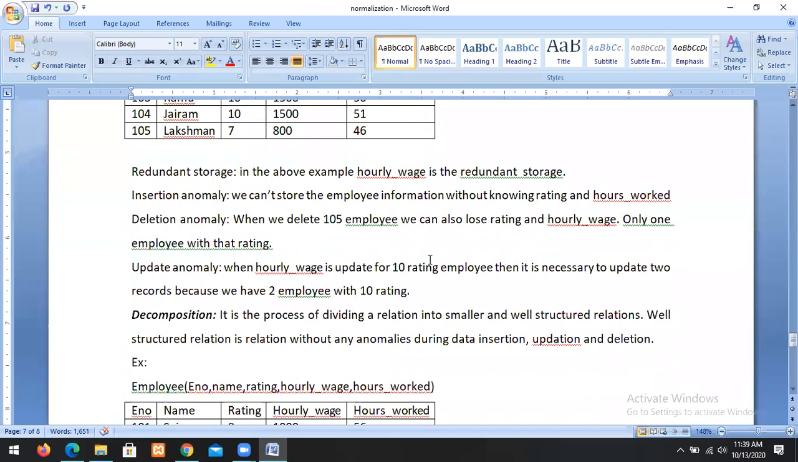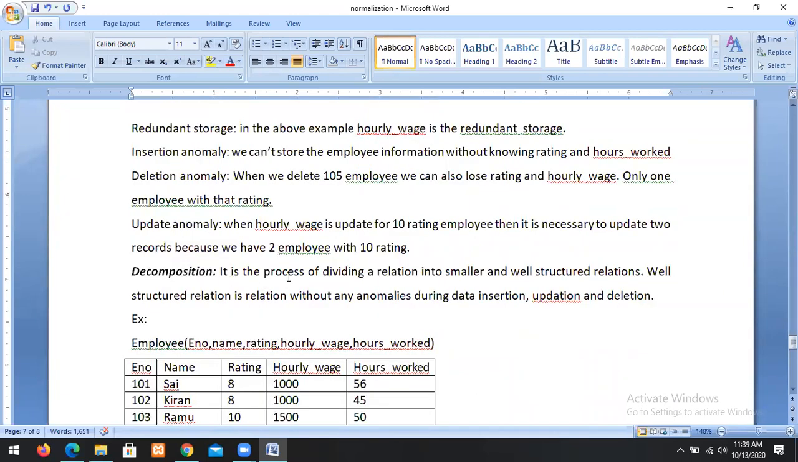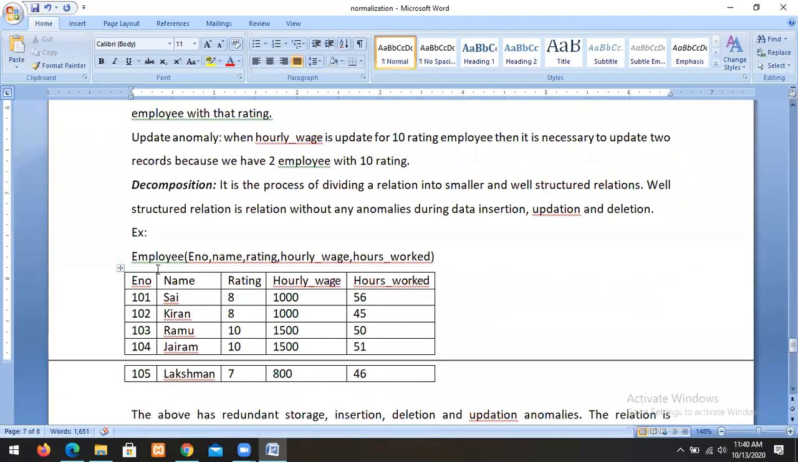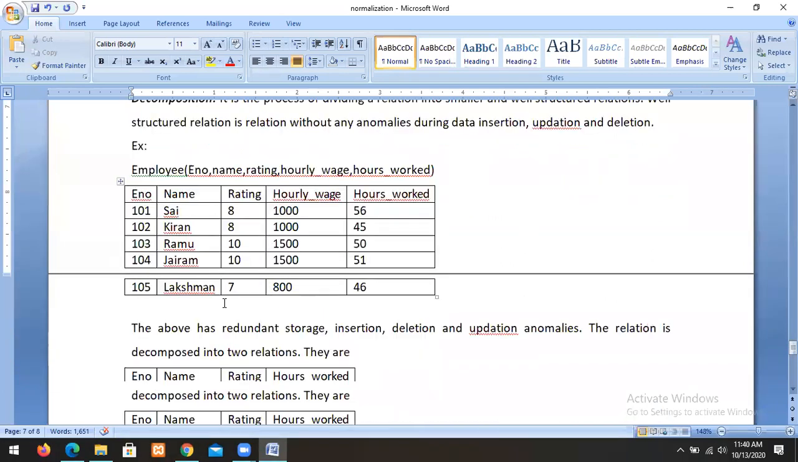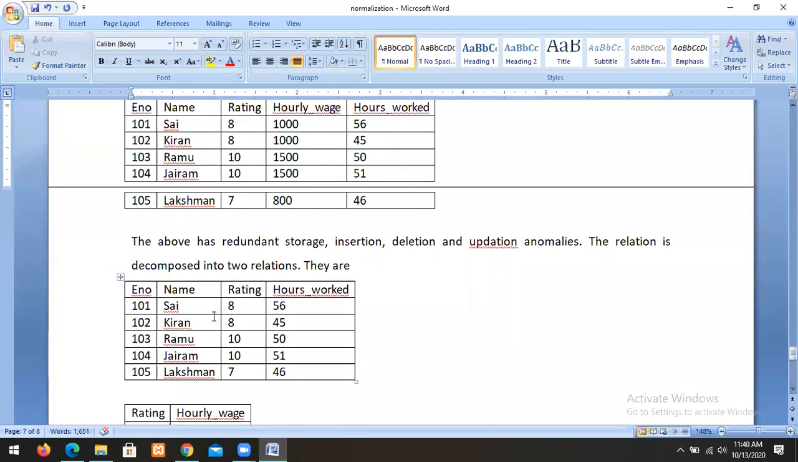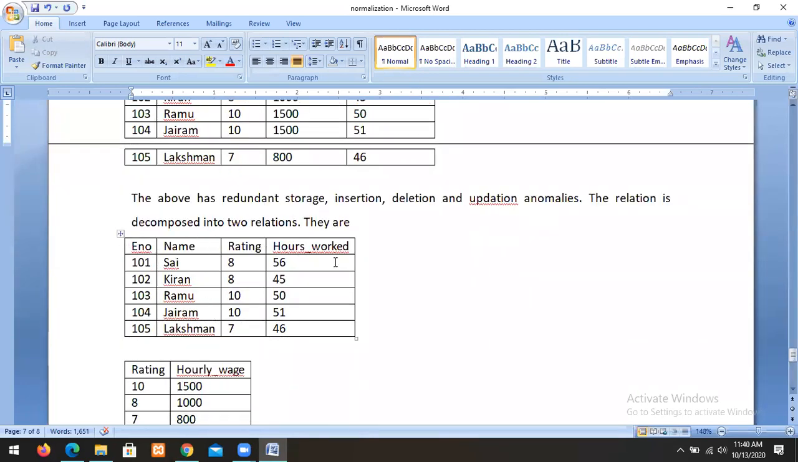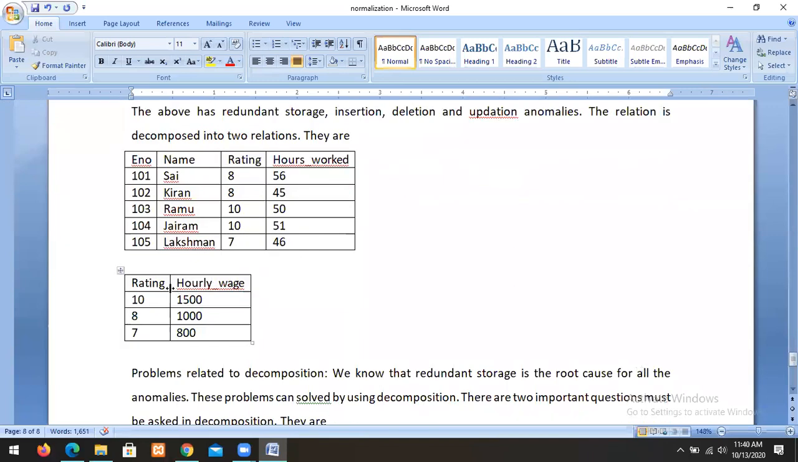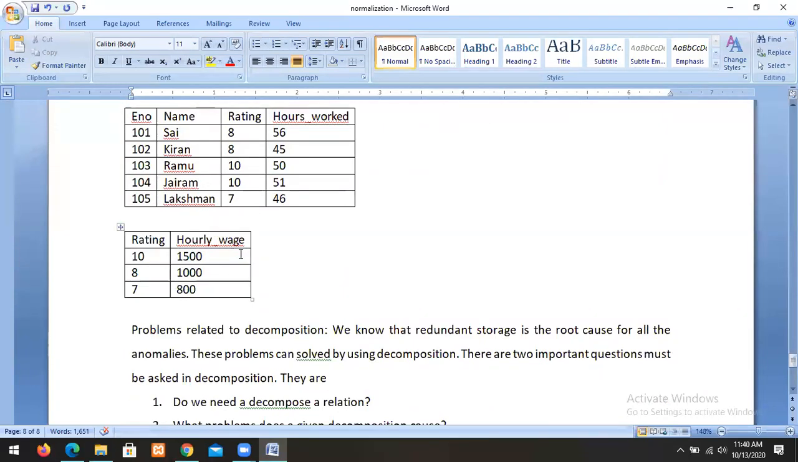These problems are avoided by using decomposition. Decomposition means dividing the relation into smaller and well-structured relations. Suppose you take an employee table that has some redundant information. This table is divided into two tables. One table contains employee number, name, rating, and hours worked. Another table consists of rating and hourly wage. When we divide the above relation into two relations, we can avoid the problem.